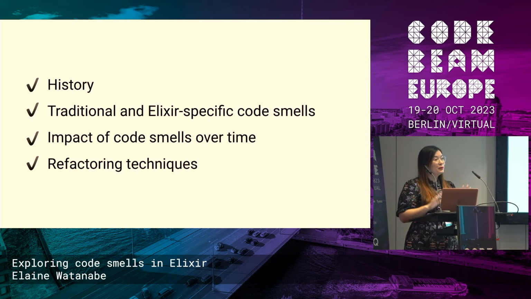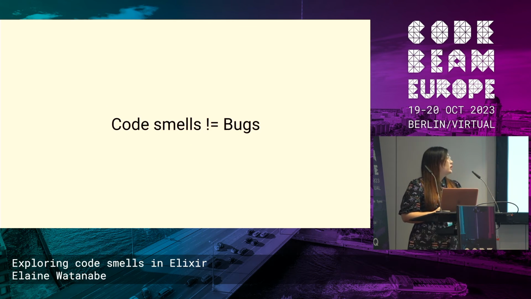So we are almost there. We are already talking about the history, comparing some traditional and Elixir-specific code smells, talking about the code smells' impact over time, and some of the refactoring techniques. One thing to keep in mind: when we talk about code smells, we are not talking about bugs. The code is not wrong, it is solving the issue it is expected to solve, but not necessarily with the best design, with the best code structure.